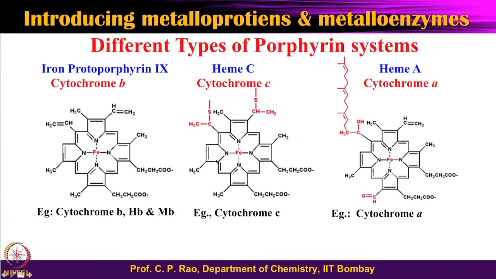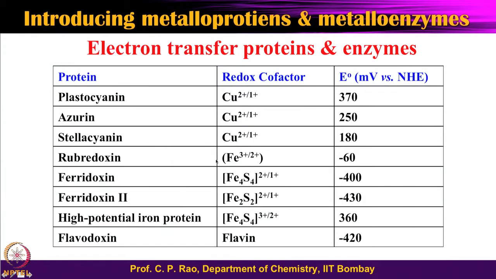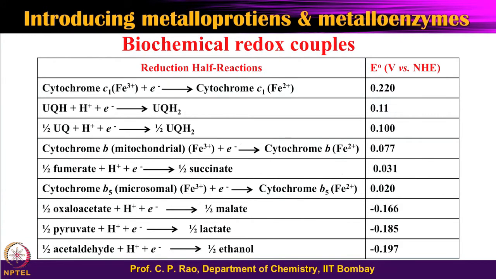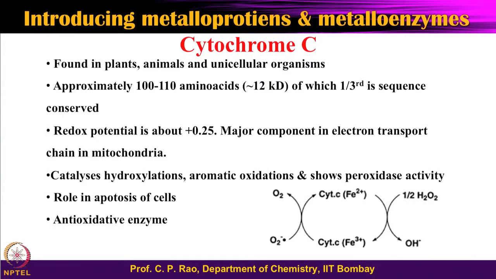This will be the heme part in cytochrome C, and the remaining protein will be there, which I will show in a while. This is found in plants, in animals, and in small unicellular systems. It has about 100 to 120 amino acids with about 12 kilodaltons. It is a relatively small protein.